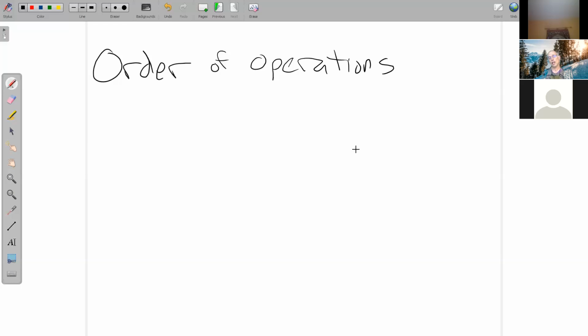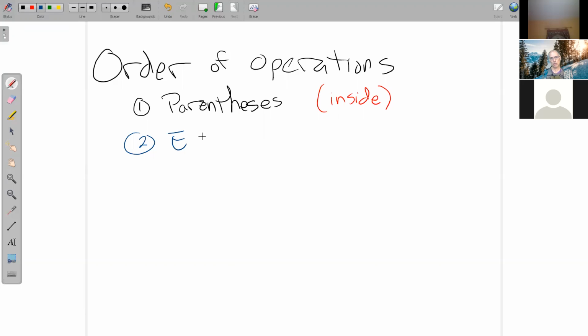In case you forgot, the order of operations has kind of sort of 4 steps, okay? The first step is, we say parentheses. And what we really mean there is inside the parentheses. The second step is exponents, and that one's pretty straightforward.